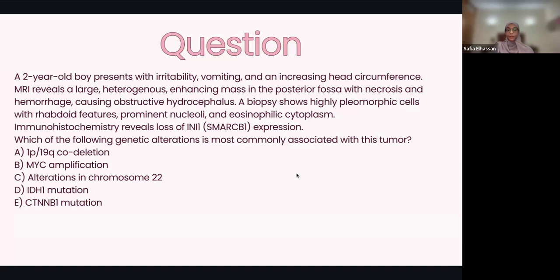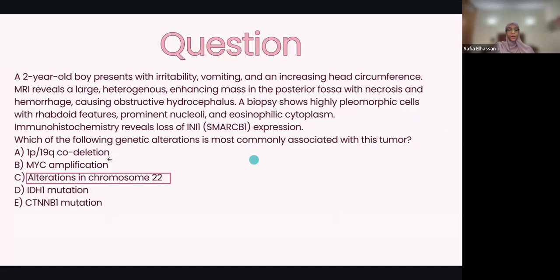Okay, I got 1E, 2 C's. Okay. Yes, you guys are correct. The correct answer is alterations in chromosome 22. Do you guys know what type of tumor this is? Yes, rhabdoid tumor is correct.